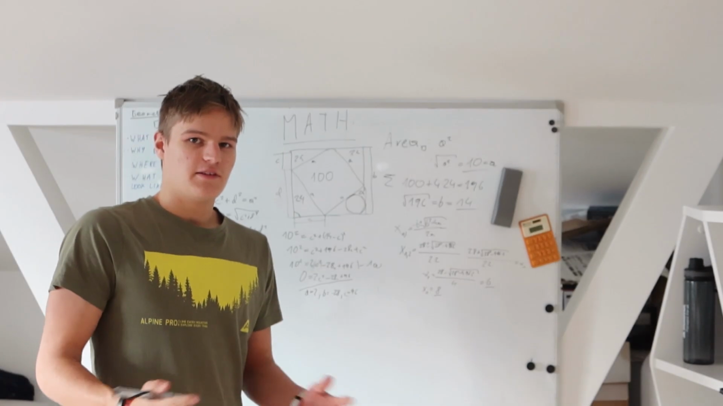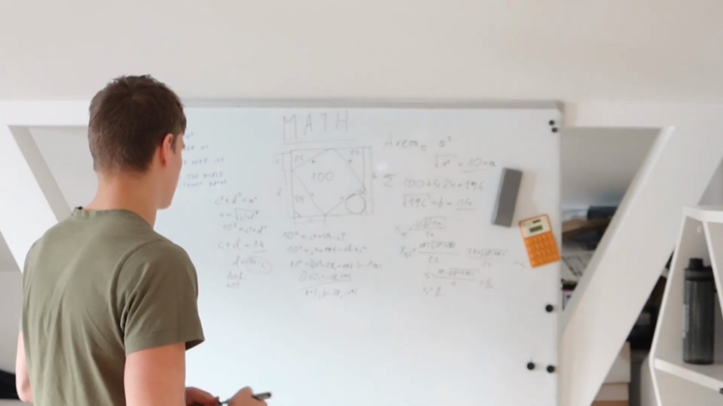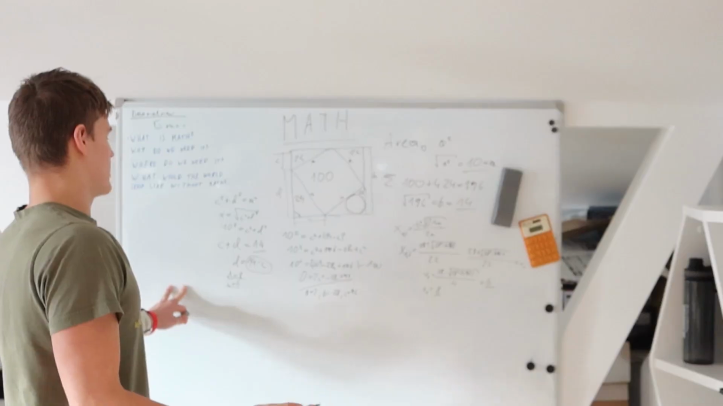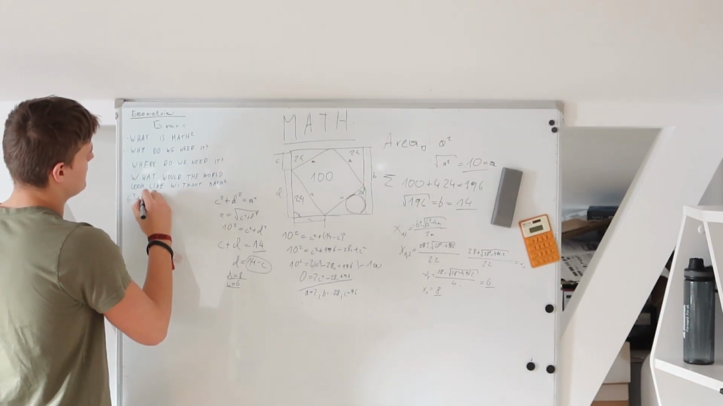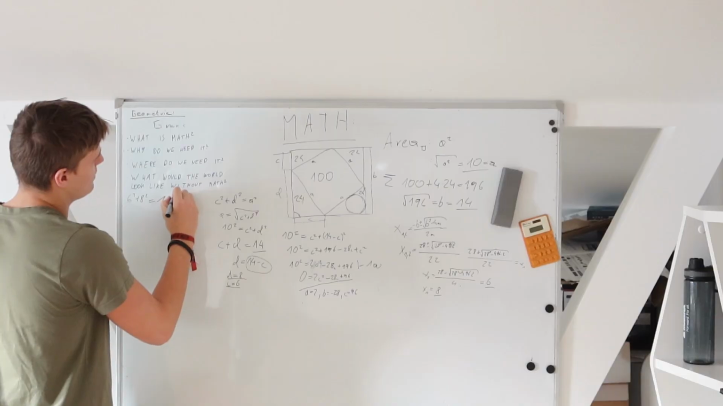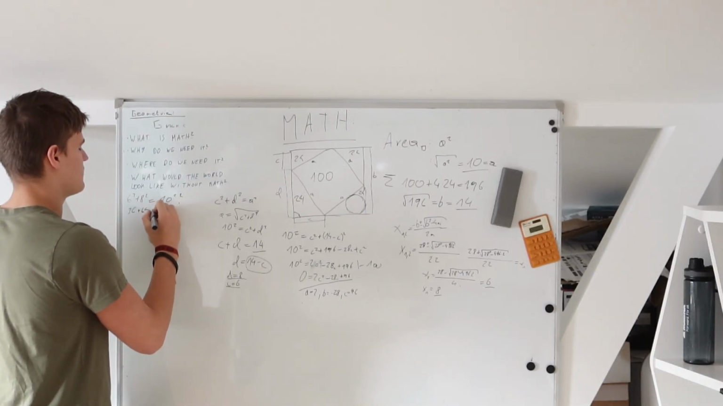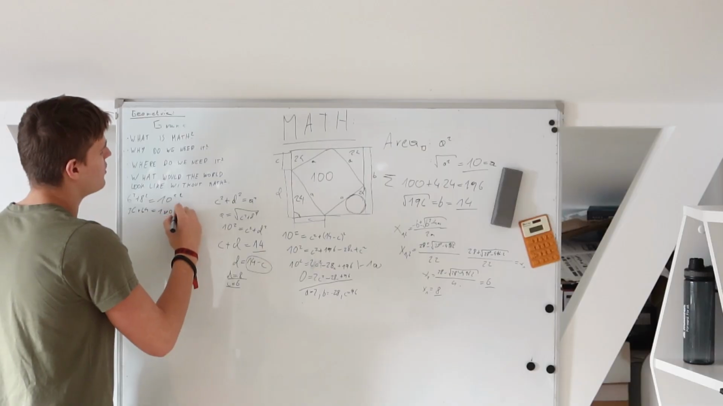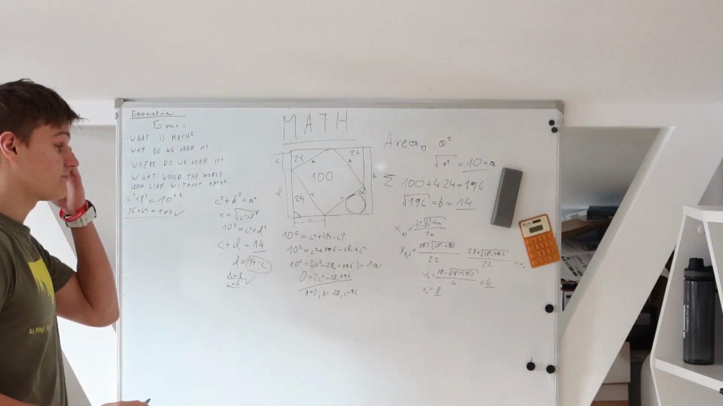Let's actually check whether or not that is correct. How can we check that? 6 squared plus 8 squared should be 10 squared. Is that right? Let's see. 36 plus 64 is 100. So this is actually correct.